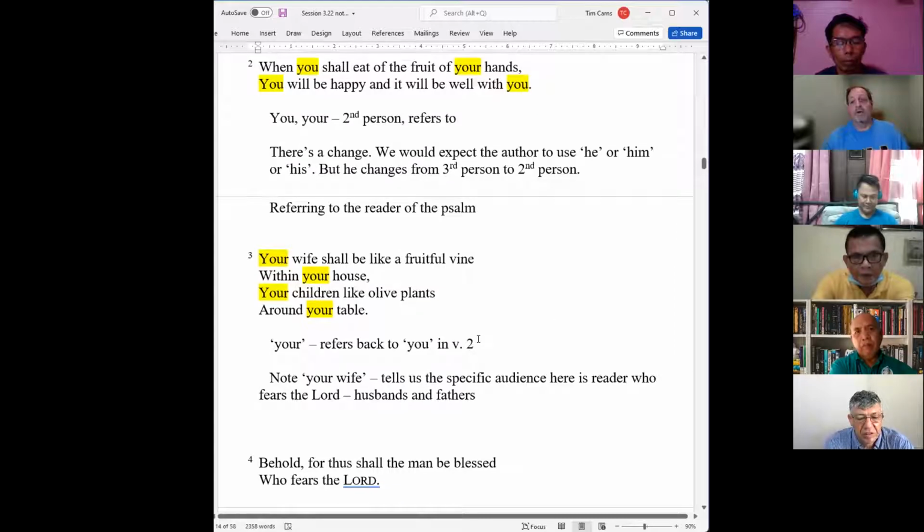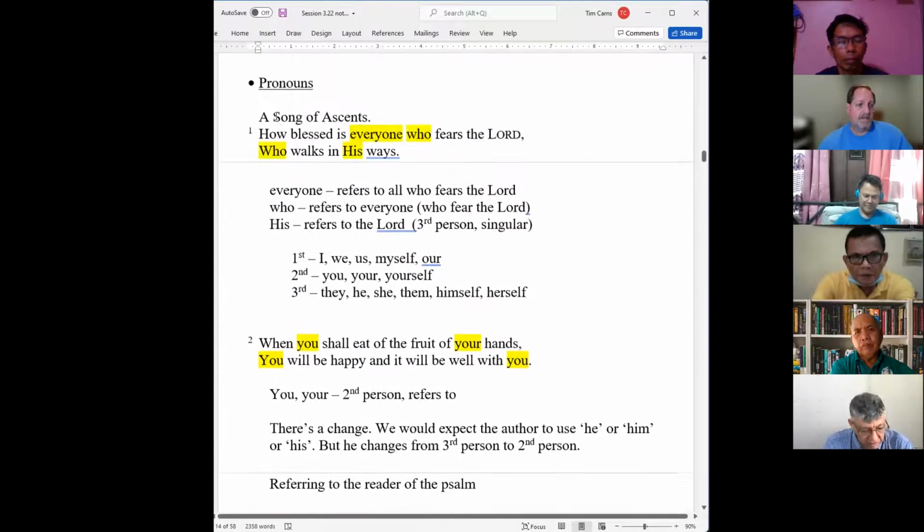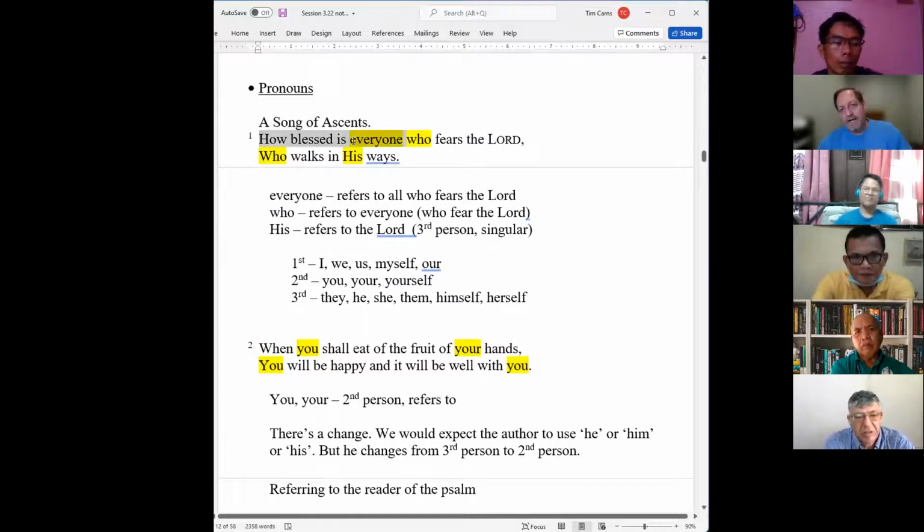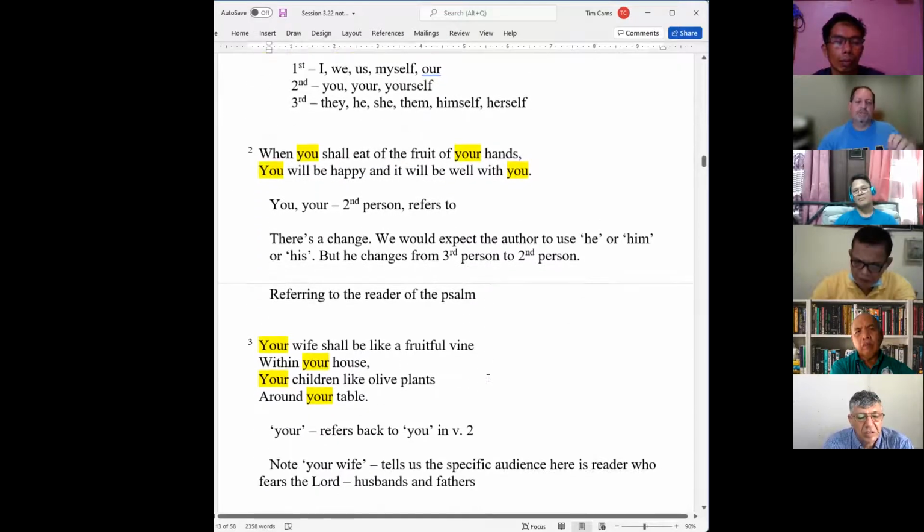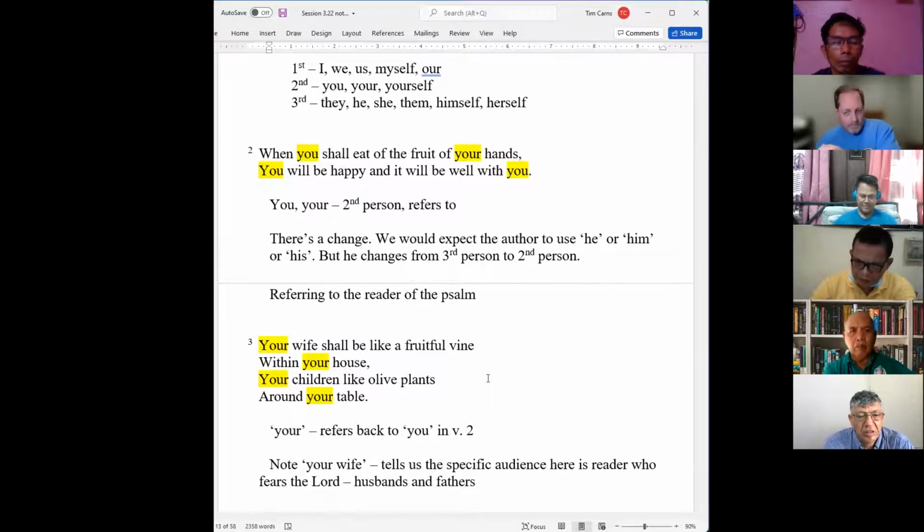Now, there are principles in this psalm that would apply to everyone. In fact, the first verse tells us that. Everyone who fears the Lord is blessed. But in this psalm, the author wants to address fathers and husbands in order to show them a particular way they are blessed when they fear the Lord. You see that? Praise the Lord.